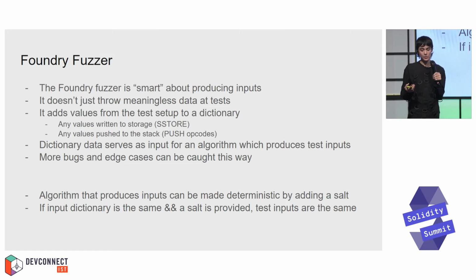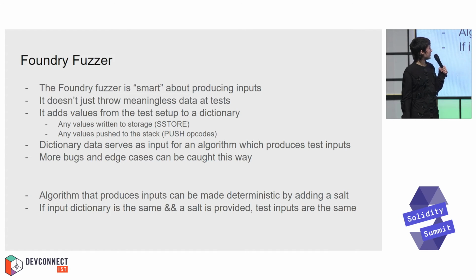Because it's context aware, more bugs and edge cases can be caught this way. You can imagine that if you're testing access control on your contract and you have a suite of 10 smart contracts, if you're throwing meaningless data at that access control test, like 0x, 1, 2, 3, ABC, it's easier for that access control to succeed than perhaps having accidentally 2 admin contracts and both of them can call the function. So basically having a context-aware fuzzer can catch edge cases like this more successfully.